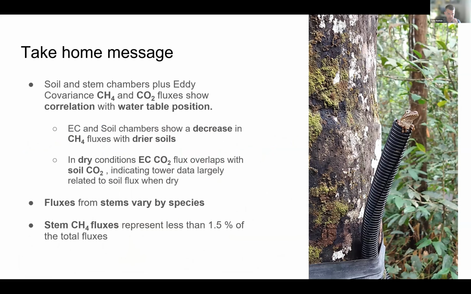And so some of our summary here is that at both the eddy covariance and the chamber system level, we see correlation between water table and both the methane and CO2 fluxes, and those responses vary based on different factors. Overall, the flux rates on the stems do vary by species. And when you do the upscaling, as we've done for the methane flux, the stems represent a very small proportion of the overall flux when compared with the soil chambers.